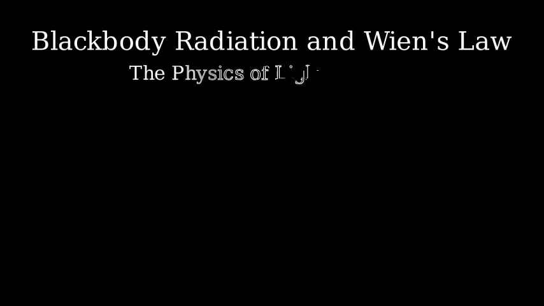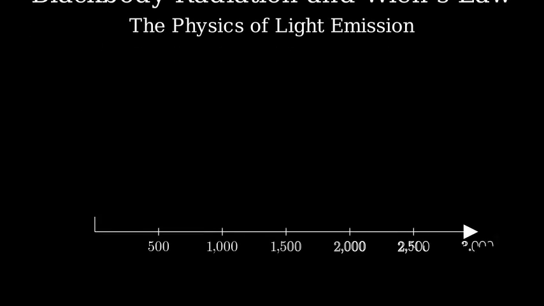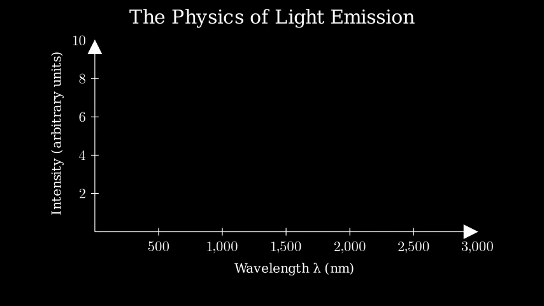Welcome to MathGPT. Today, we're going to explore blackbody radiation and Wien's law, fundamental concepts in physics that help us understand how objects emit electromagnetic radiation at different temperatures. Let's start by understanding how we visualize the emission of radiation.